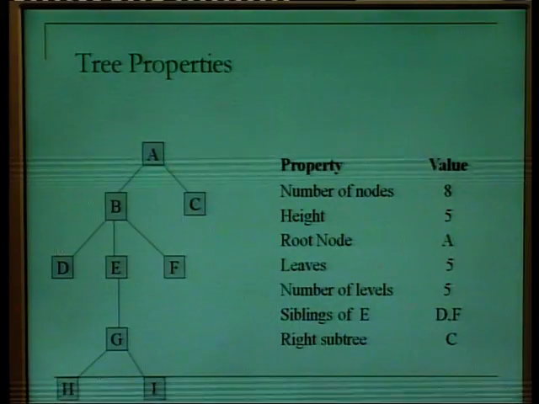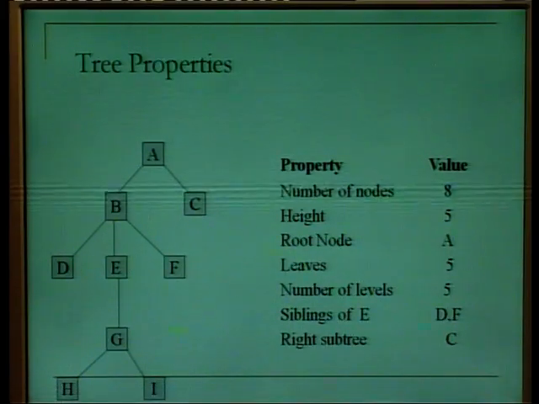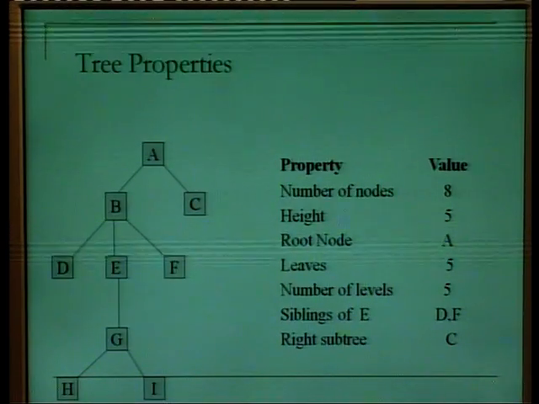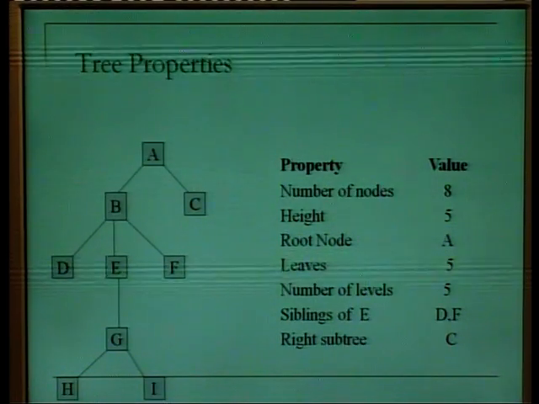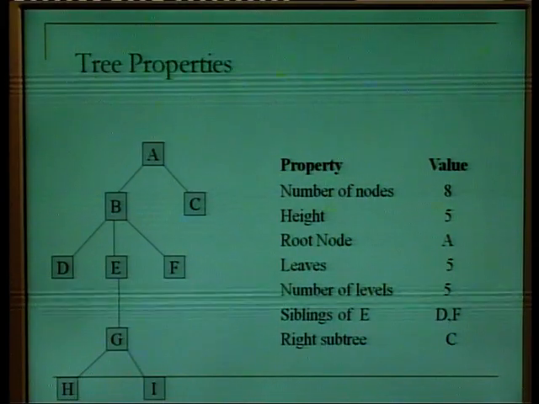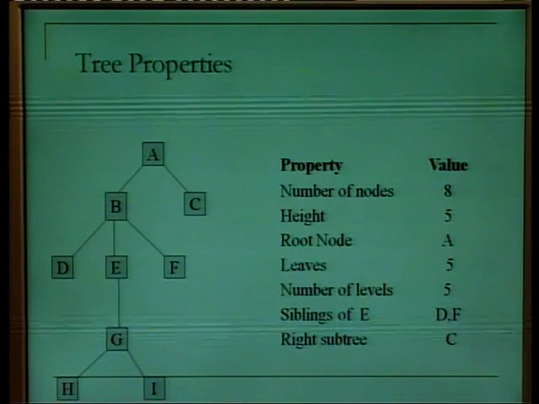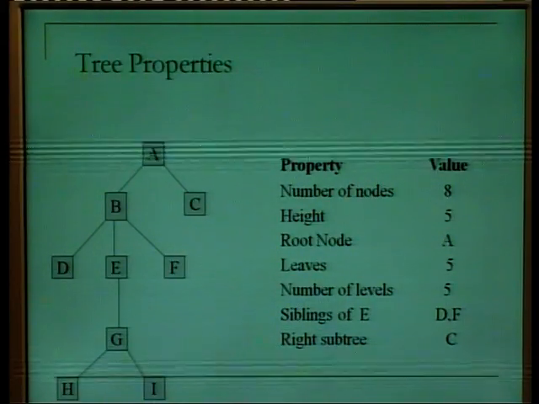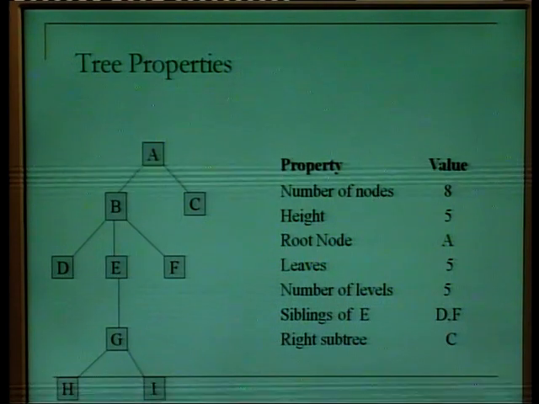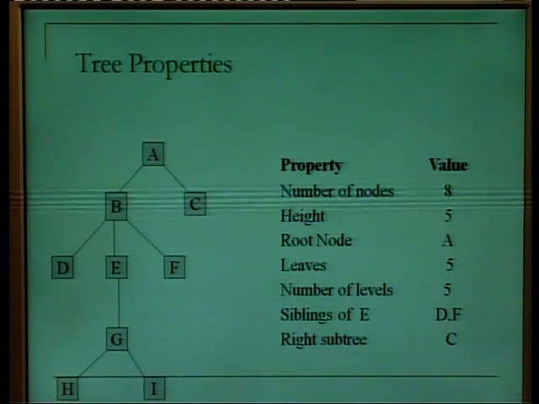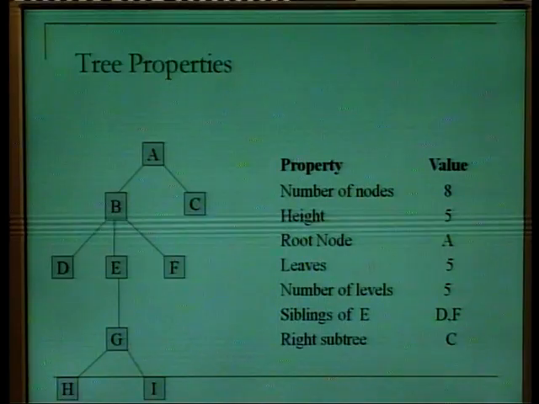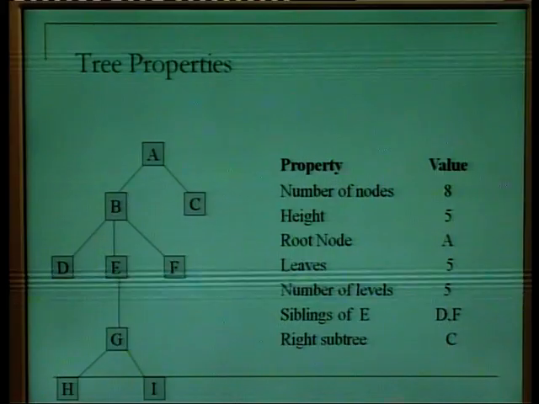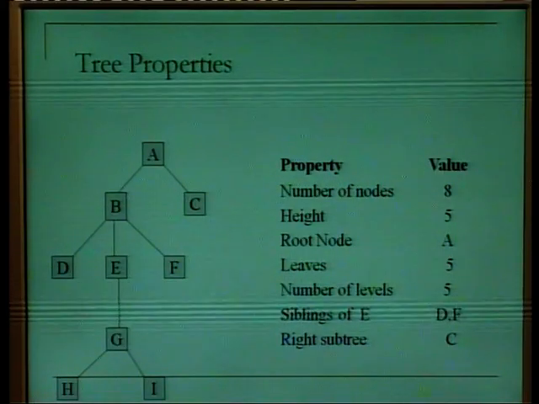Next is the height of tree. Height of tree is the total number of levels in the tree. Like in this, first level contains node A, second level contains nodes B and C, third level contains nodes D, E and F, fourth level contains the node G, and the last level, that is fifth level, contains the nodes H and I. So in this tree we have height 5, and as we know what is root, in this tree A is known as the root node of this tree.